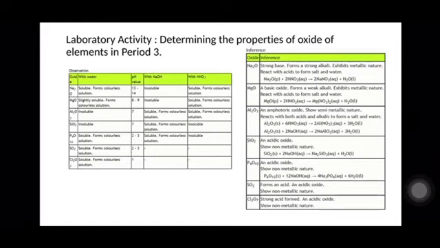Untuk eksperimen, student, you have to know how to determine the properties of oxide of elements dalam period 3 ni. So dalam eksperimen ni sebenarnya aim dia adalah kita mahu study the changes of oxide properties for elements in period 3. How do the properties of element oxide ni change across period 3? So, hypothesis yang mana oxide properties of period 3 ni change daripada base to acid when crossing the period 3 ni accepted or not?